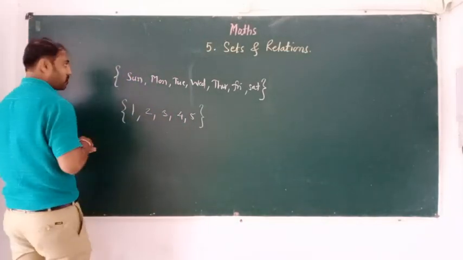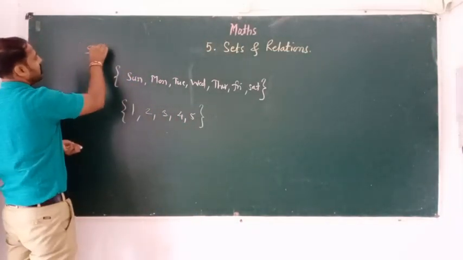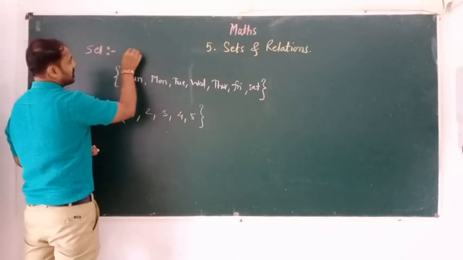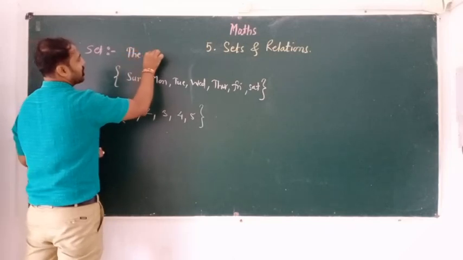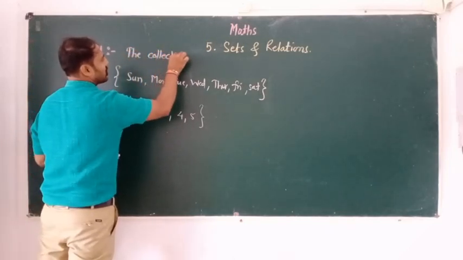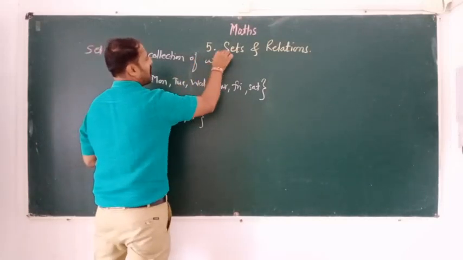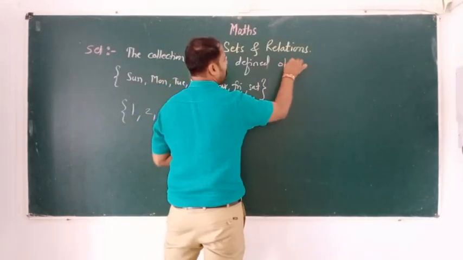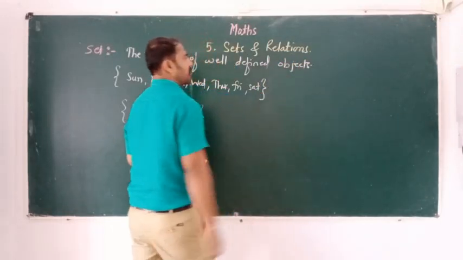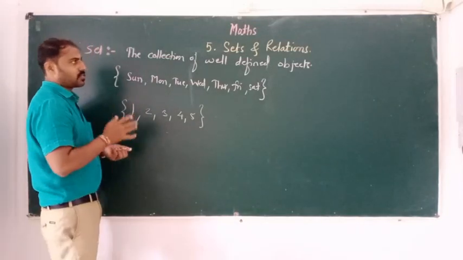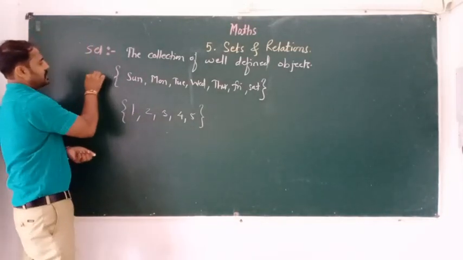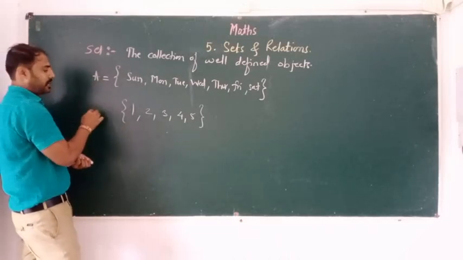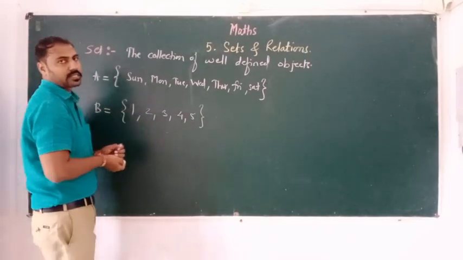So first we define what is meant by a set. Set: the collection of well defined objects. The collection of well defined objects is called a set. Sets are usually denoted by capital letters: capital A, capital B, capital C.